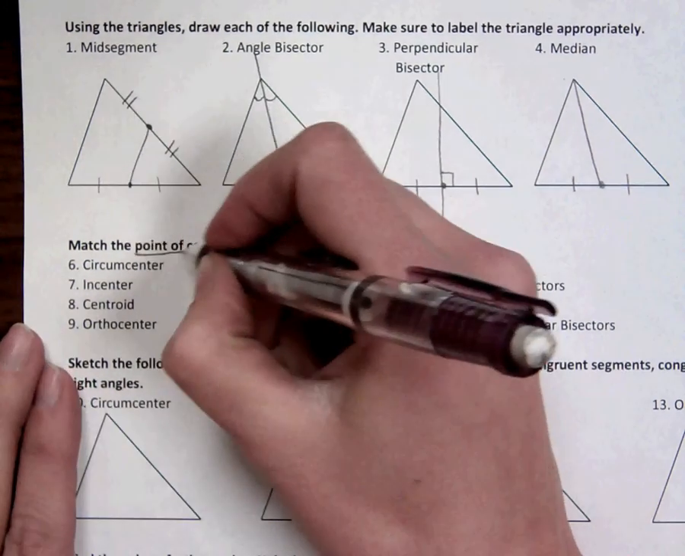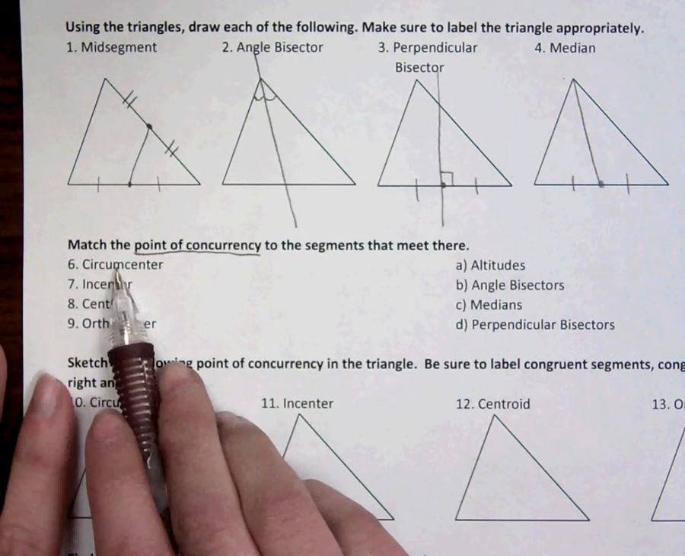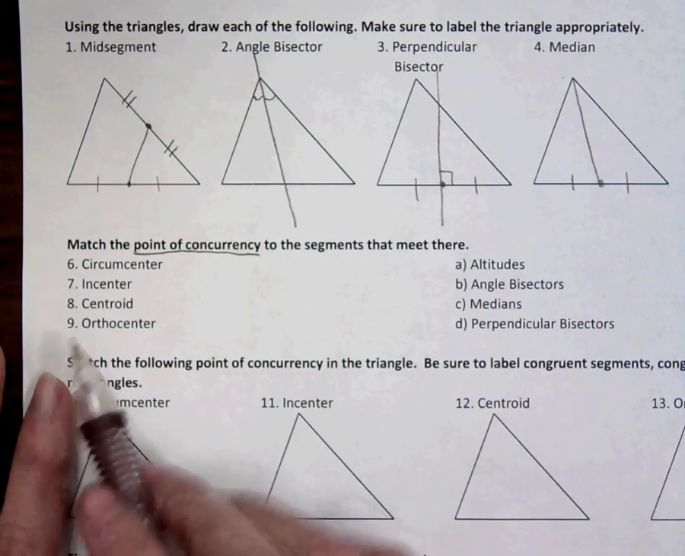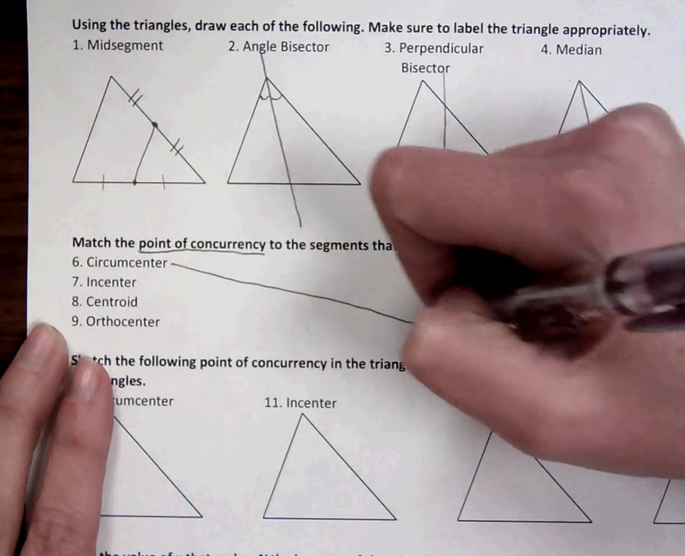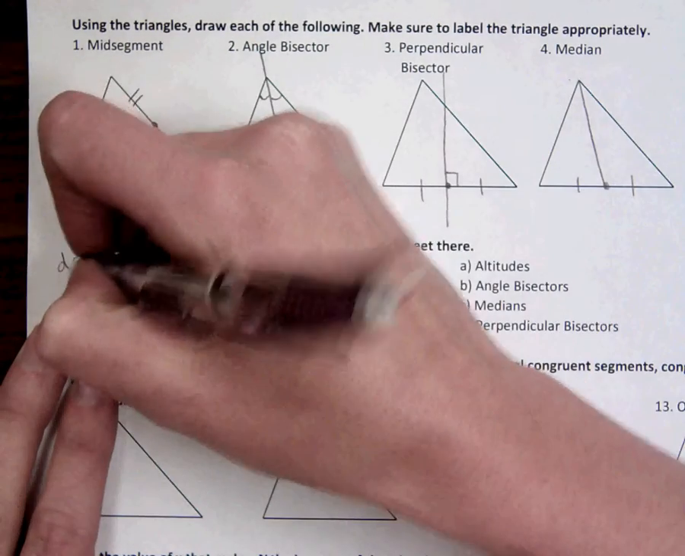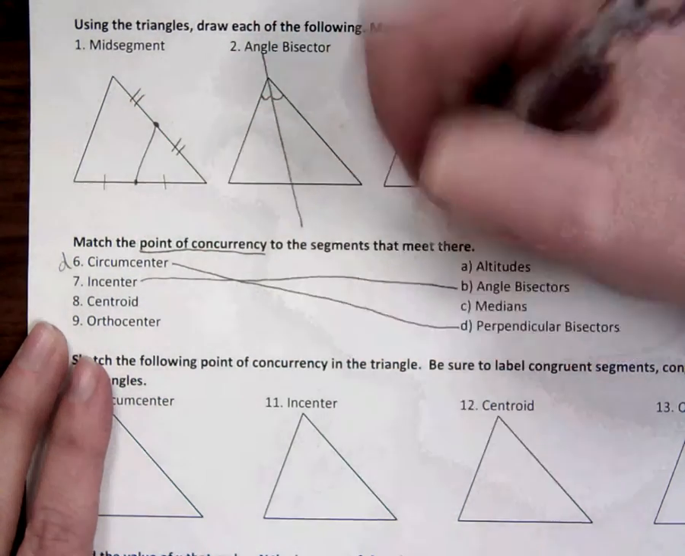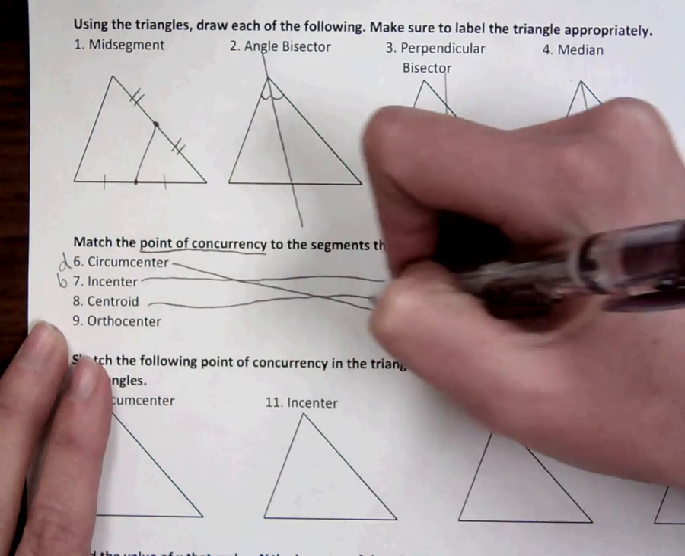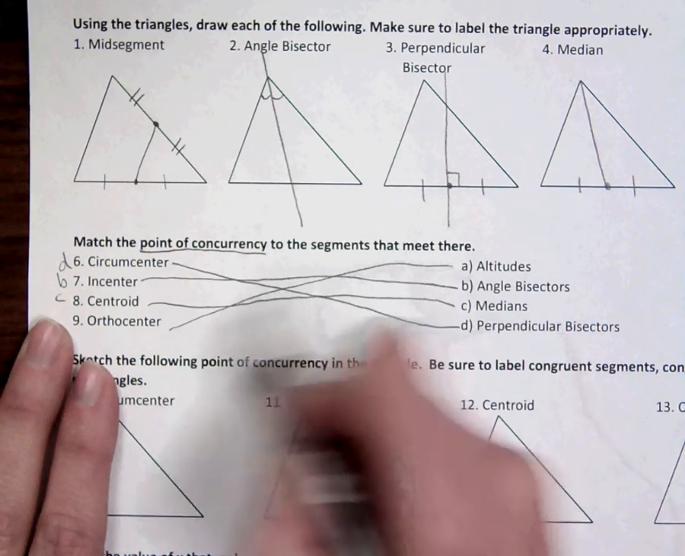Match the point of concurrency. Some of us didn't know what that meant. The point of concurrency is the point where these things meet. So examples of points of concurrency are circumcenter, incenter, centroid, and orthocenter. So you need to have these memorized. You need to know that circumcenter is where the perpendicular bisectors meet. The incenter is where the angle bisectors meet. The centroid is where the medians meet. And the orthocenter is where the altitudes meet.